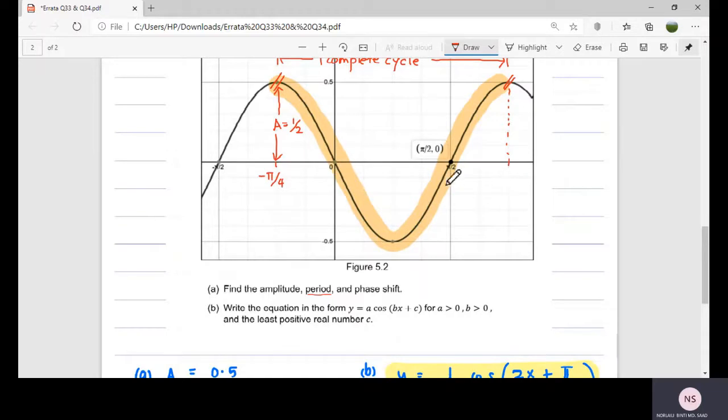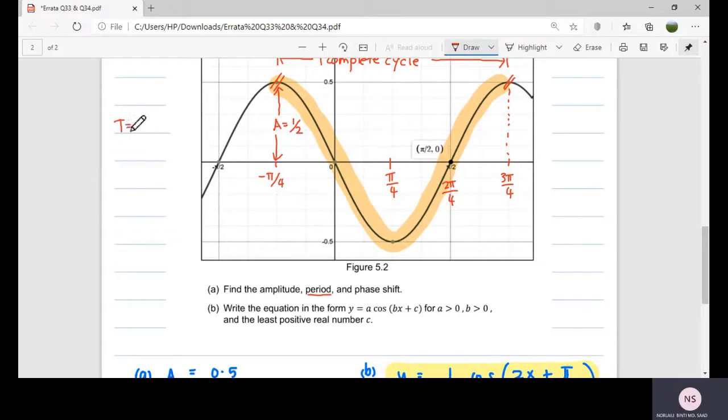Okay, 3 pi. Let me check first. This is 0, 45 degrees, which is pi over 4. This is 2 pi over 4. This is 3 pi over 4. This is at 0, negative. Yes, the length of each subinterval is only pi over 4.